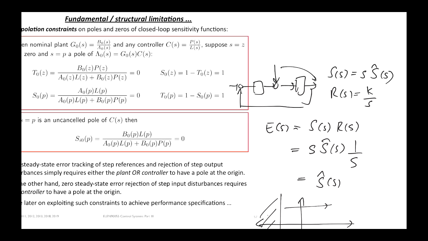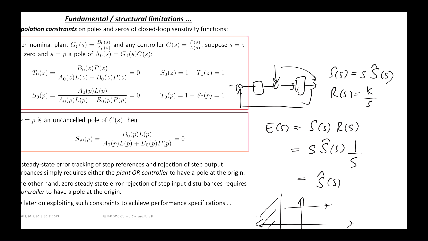So we're going to focus a bit more on this now to see how it can be exploited to ensure zero error tracking or zero error disturbance rejection for more sophisticated signals than steps, okay, today, all right, which will lead us to something called the internal model principle, which is a really important principle from the perspective of control system design.